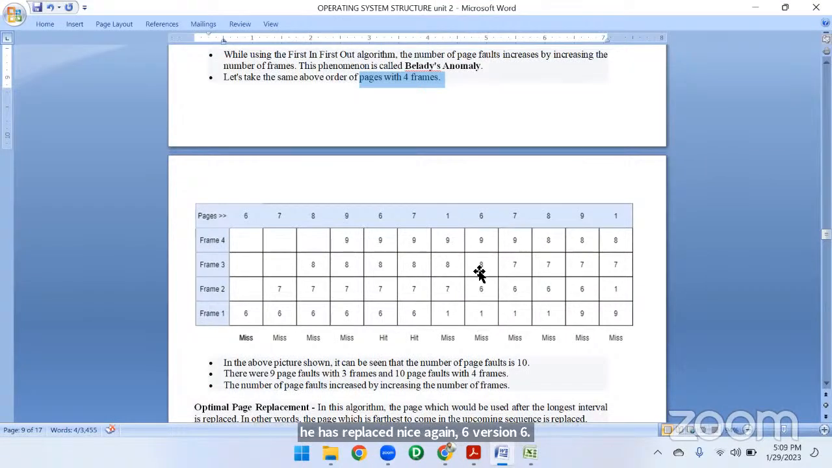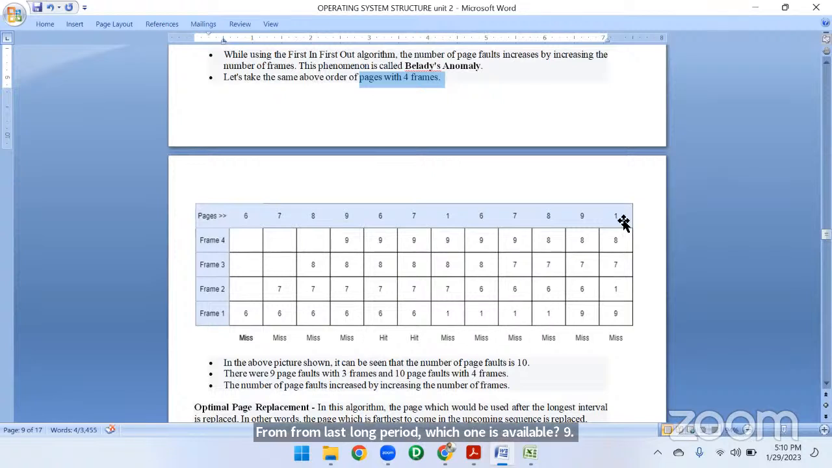When 7 comes, it checks with the memory, 7 is not available, and it will replace with the 8. Okay, so when 8 comes, 8 is not available in this memory, again it is replaced with the 9 value. Now when 9 comes, again it will check whether 9 is available or not. From the longest period, which one is available? Sorry, 1 has been replaced with 9.